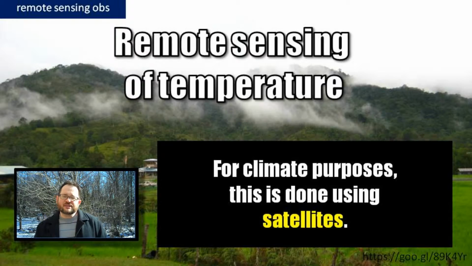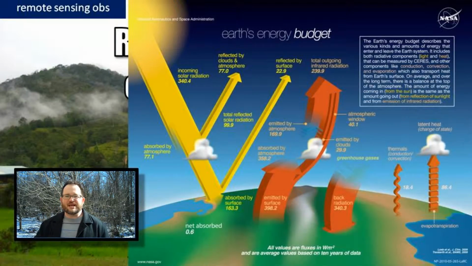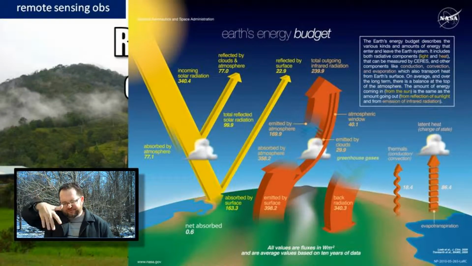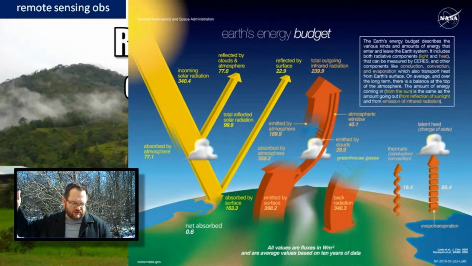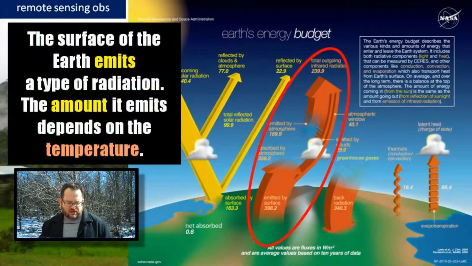Now, to understand what the satellites are doing, you need to know a little bit about radiation. We're going to learn a lot about radiation in the third module of the course, but if I just look at this diagram here that's showing radiation coming down from the sun to the surface of the Earth, and radiation being reflected by the surface of the Earth, and all this kind of good stuff, what you need to know, for the purposes of understanding remote sensing of temperature, is that the surface of the Earth emits a type of radiation. We'll learn more about why and how much and what type next module. But the surface of the Earth is emitting a type of radiation.